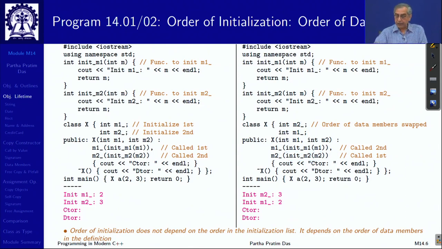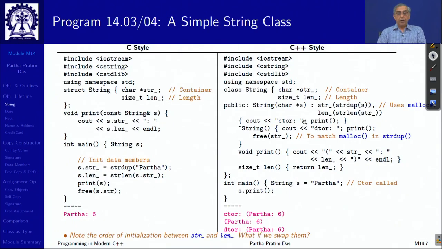So, let us see the consequence of this, and for that we pick up a simple string class having a char star pointer containing the string and another variable len to keep the length of the string, and this is the order in which they are given, and there is a print here. So, first, in the C style, I do a copy of the given string, put the length of that string, and finally, I free up the space created by str_do.